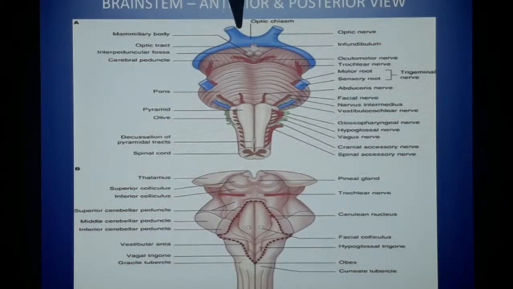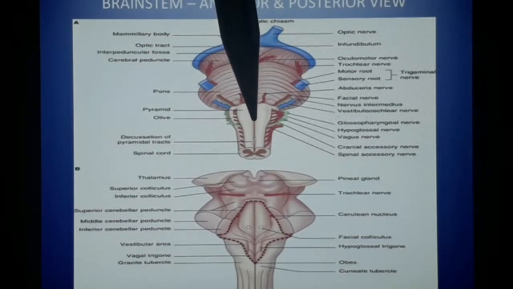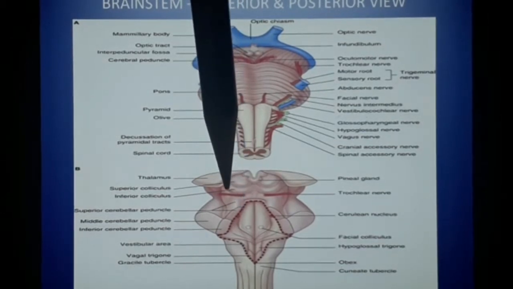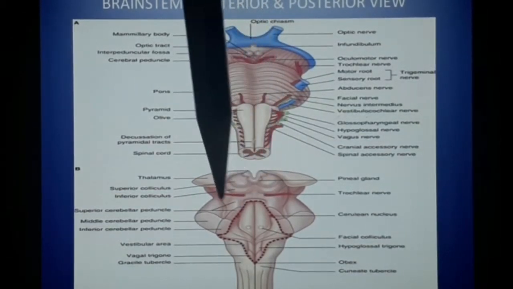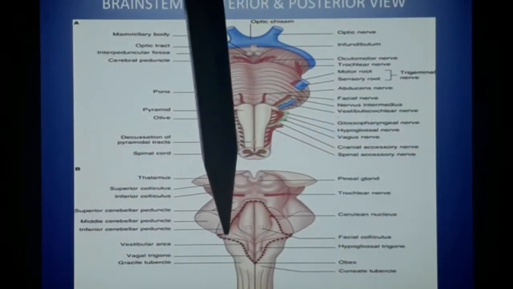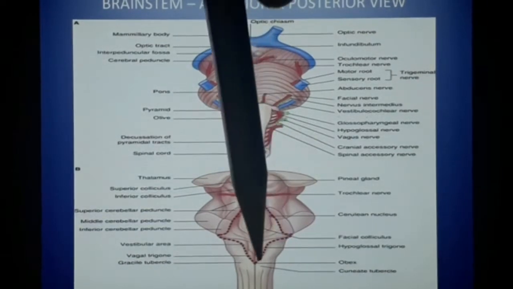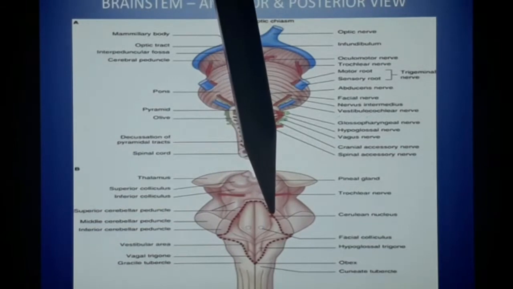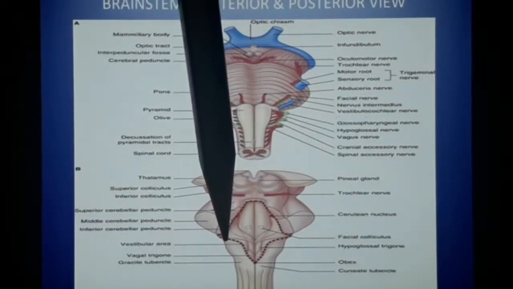This picture shows you the brainstem anteriorly and posteriorly. In the anterior view, you can see the crus of the midbrain, the pons, and the medulla. On the posterior aspect, again you can see the midbrain, the pons, and the medulla. So this fossa is known as the rhomboid fossa because the shape appears to be diamond.